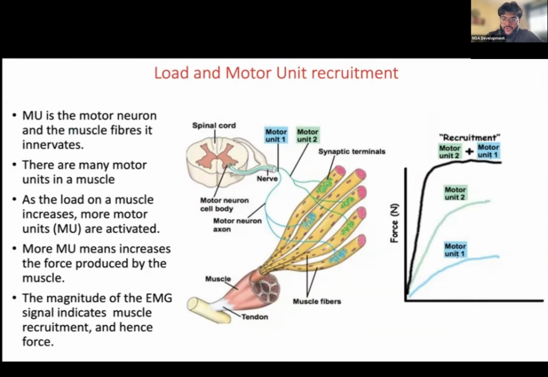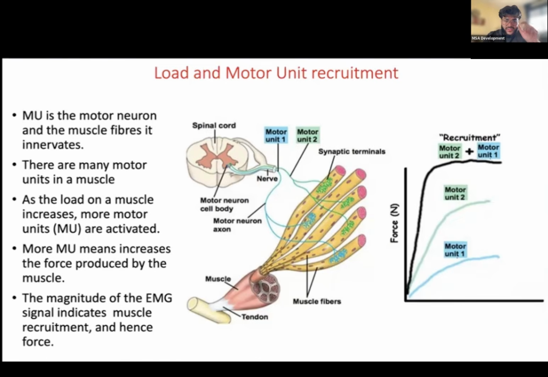So, how is the force regulated? Once the demand on a muscle increases, like when you want to lift a heavier object or you're straining to lift something up, the nervous system will recruit more motor units. Once it recruits more motor units, more muscle fibers will contract simultaneously, and so a greater force will be produced overall.